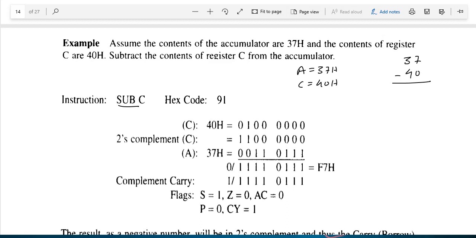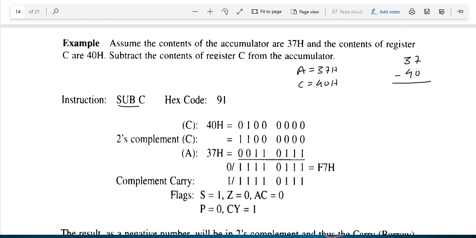So if we do subtraction, subtraction is always done with the adder circuit. For this, we will take the 2's complement of the number to be subtracted. For example, we will take the 2's complement of this number 40.